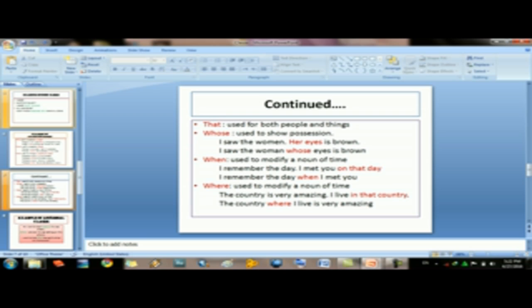Where is used to modify a noun of place. The country is amazing. I live in that country. So the adjective clause of it is: the country where I live is very amazing. Where refers to in that country.